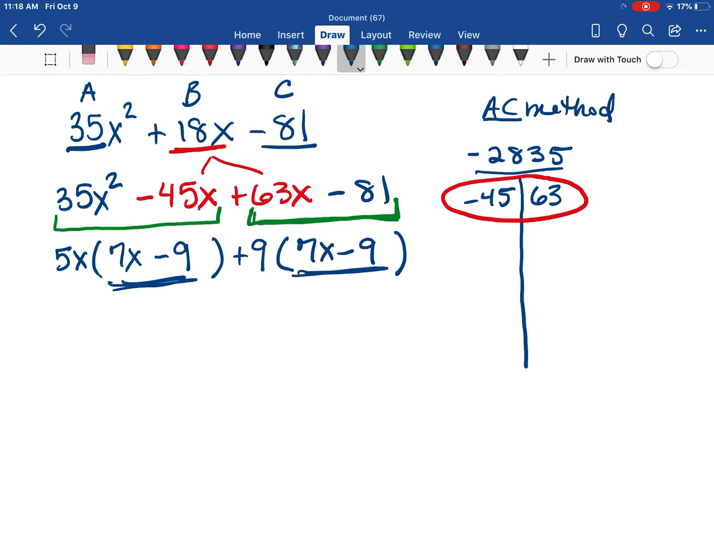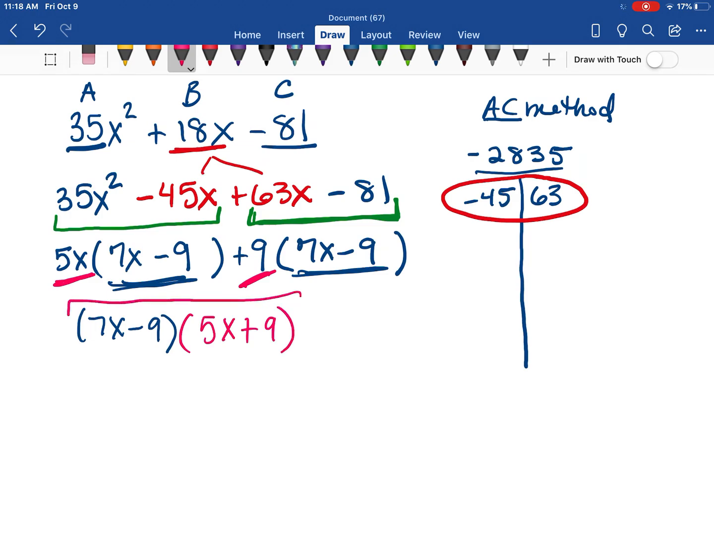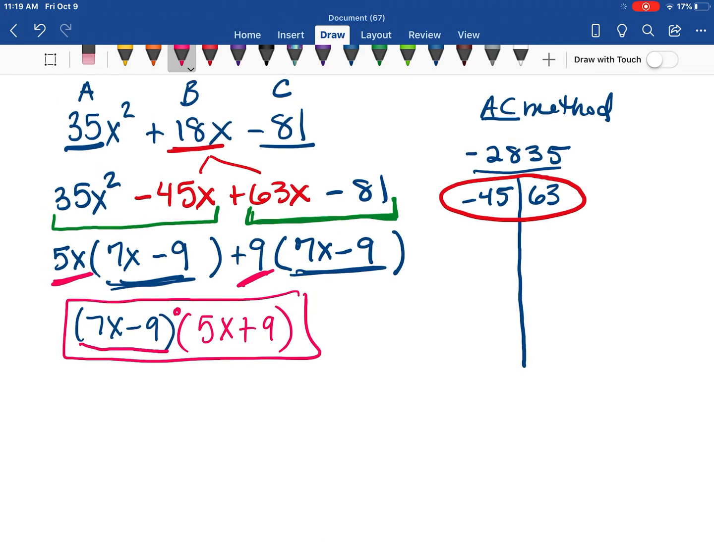Okay, now, because we've set this up so these two parentheses are exactly the same, I have 7x minus 9 in common, and what's left over would be 5x plus 9. So that's what's going to go in the second set of parentheses. So now we know that we have this completely factored because there are no pluses and minuses on the outside of parentheses. Everything is inside parentheses. I have one term multiplied by another term.